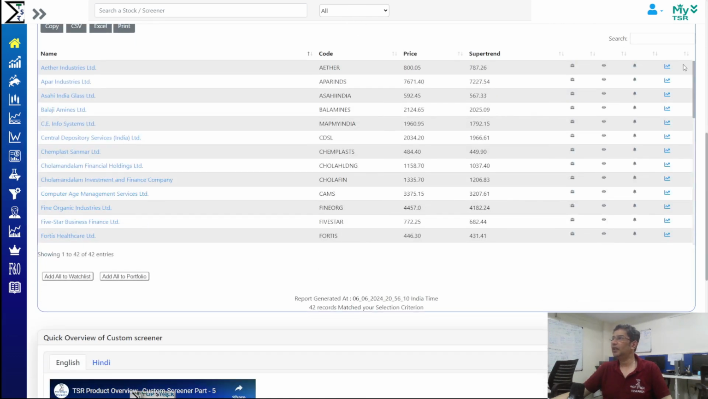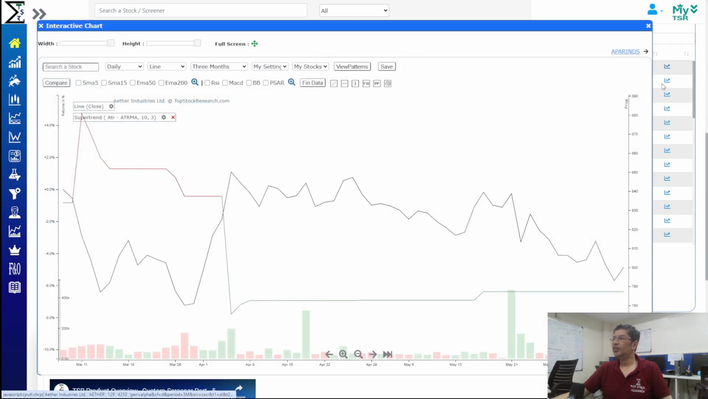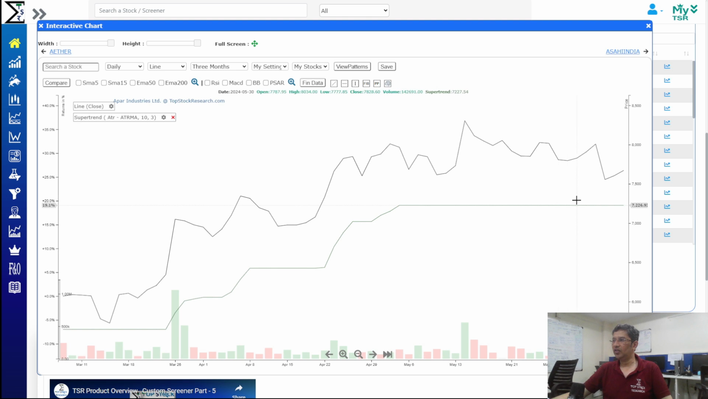Okay, lucky to have a few stocks coming out. So if you see, this is a much broader consolidation, right? A much broader consolidation is happening out here, in a pretty similar range. This is where it is happening.